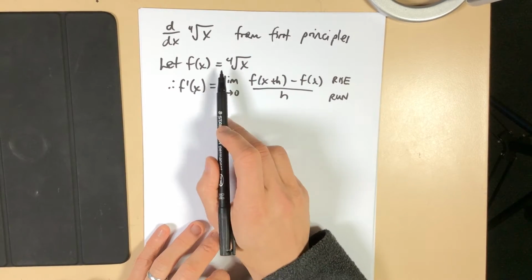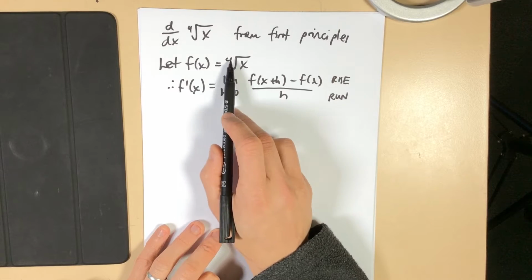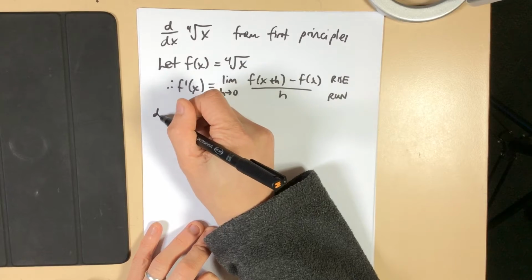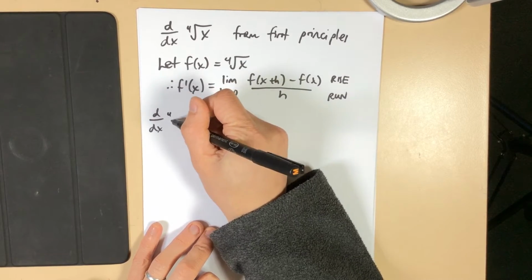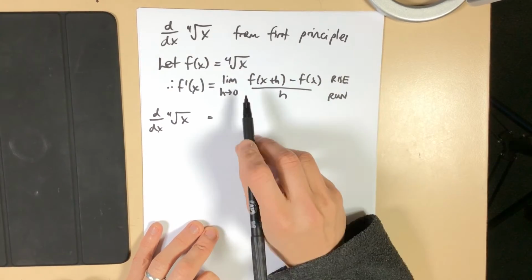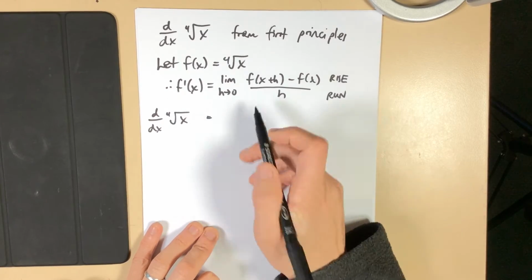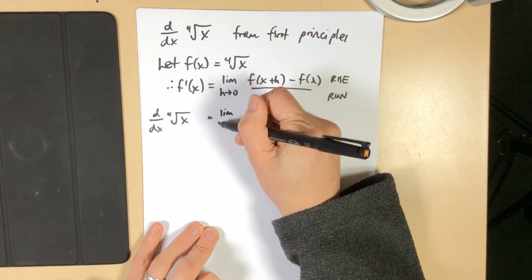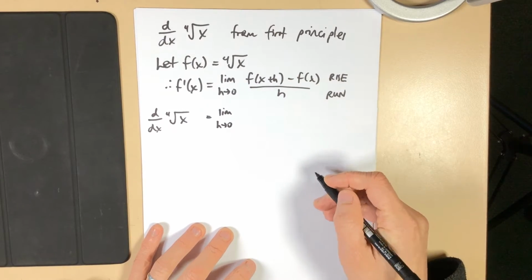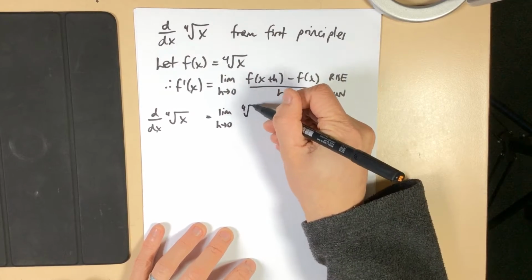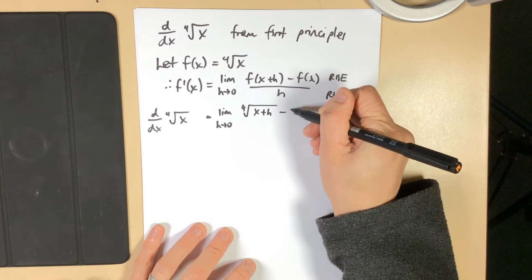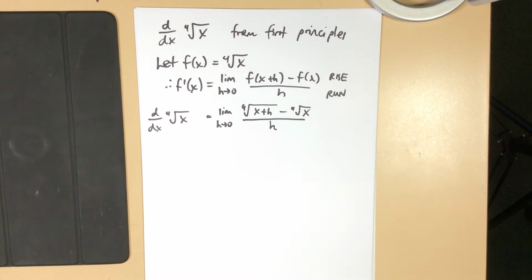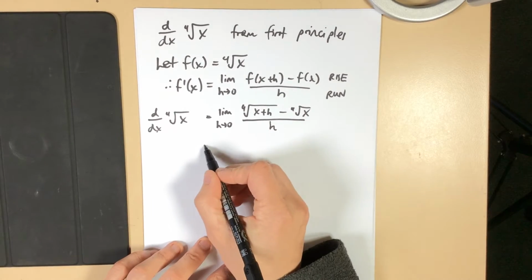Now, in this case, if we make f the fourth root of x, what happens here? This will be the derivative of the fourth root of x. Everywhere I see an f, I'm going to put in the fourth root of whatever that is there. So have your limit there. It's very easy to forget your limit. Don't do that. You're going to have the fourth root of x plus h minus the fourth root of x all over h.